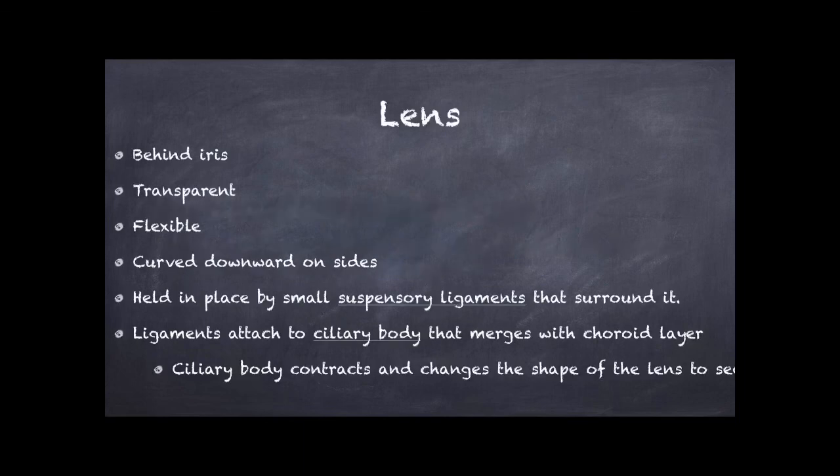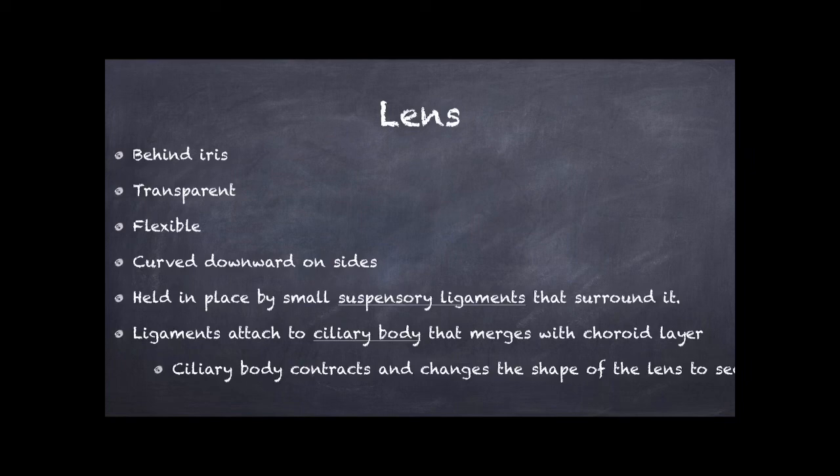Okay, so the lens is going to be behind the iris, and it's going to be transparent and also flexible. It's going to have a slight curve on either side, and it's going to be held in place by something called suspensory ligaments that are around the lens.